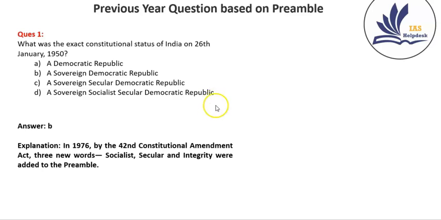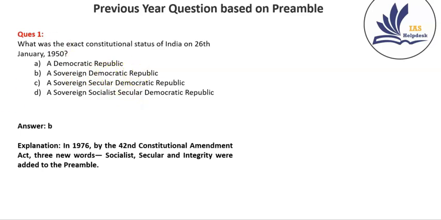So obviously this 42nd Amendment got added in 1976 and this question has been asked in the context of 1950. So in the given options, sovereign, socialist, secular, that means secular is not one of the options, even socialist is not one of the options. Okay, so these two got discarded, so the answer would be sovereign democratic republic.